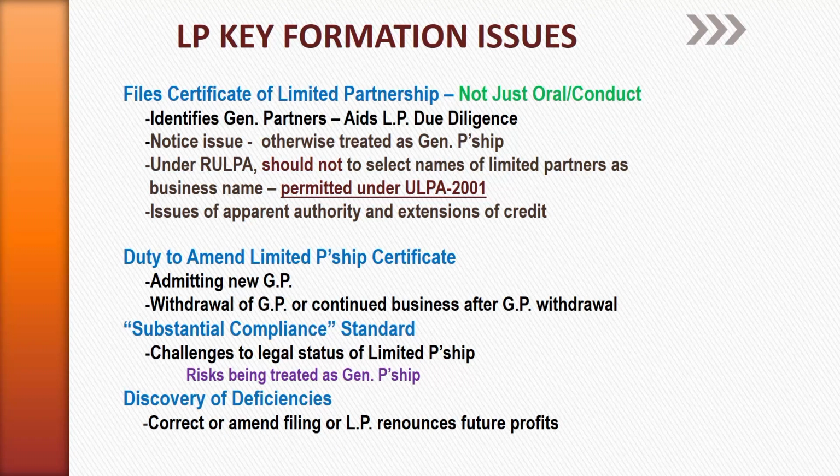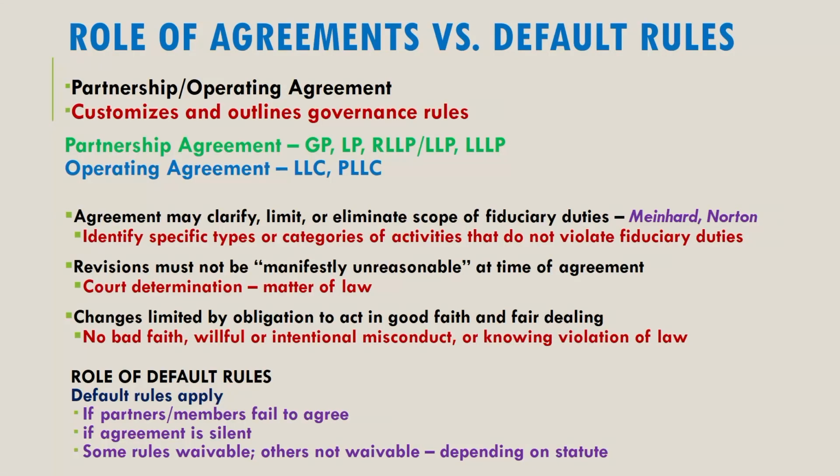If you didn't, then you risk being treated as a general partnership. So that's sort of a fact-intensive determination. And if you yourself discover any deficiencies, you're supposed to go in there and correct the filings, amend them so that they accurately reflect what's going on. Otherwise, you might have to renounce future profits to avoid being responsible for what's happened.